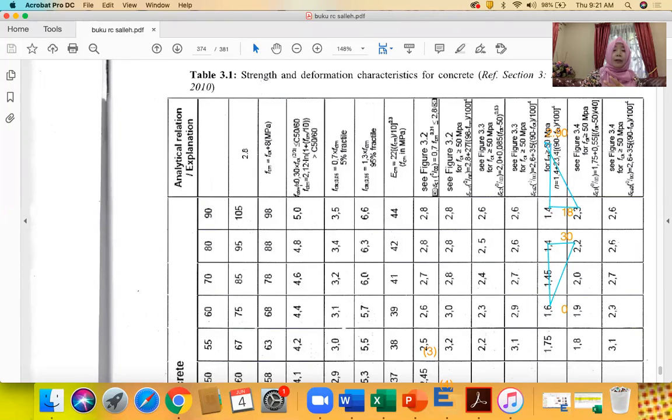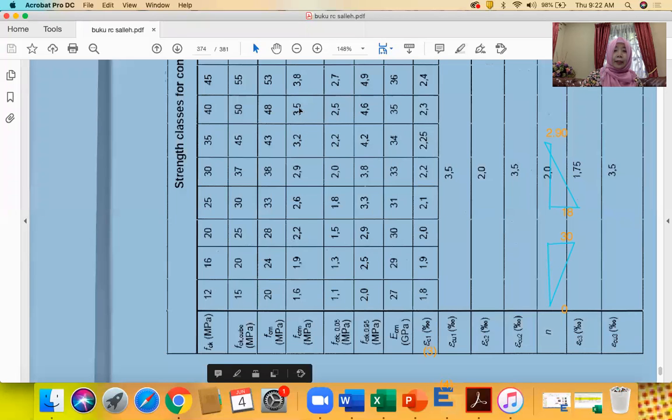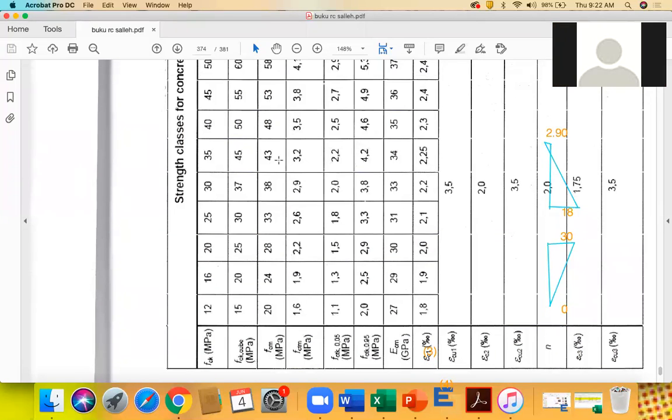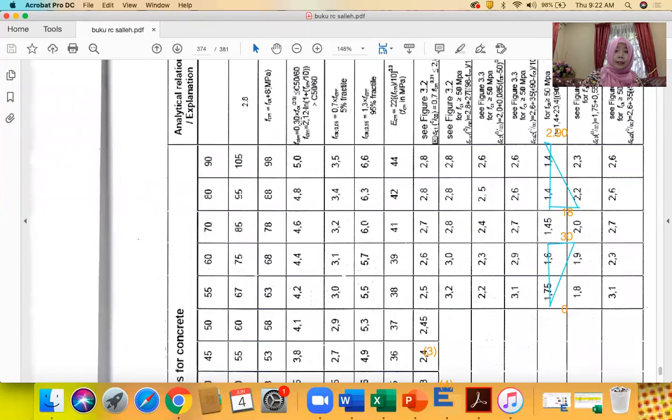You can also use this expression if you don't have this table, if you don't know the value. Let's say now we have FCTM directly, it can be obtained as 3 point something. Let's say you use 40, so you can get 3.5, right? FCTM. But if you don't have this value, you can use the value of FCK here, FCK 40, times 0.3 times FCK to the power of 2/3.